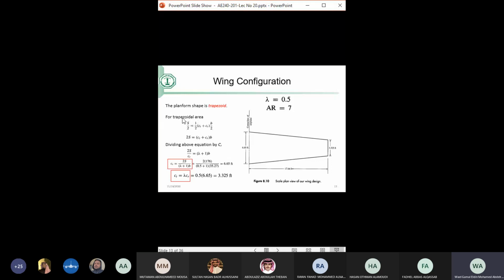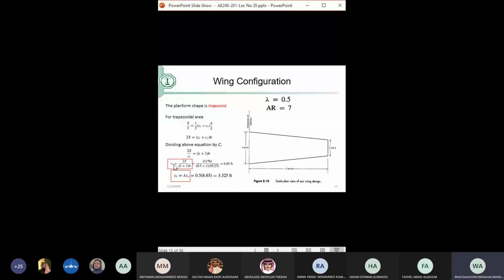Remember, here we know the area. I know the span because I know the aspect ratio, and the span squared is the aspect ratio multiplied by the area. So I know the B. And if I take the CR as a common factor, CT over CR will be lambda. So very simple derivation, basically from geometry.